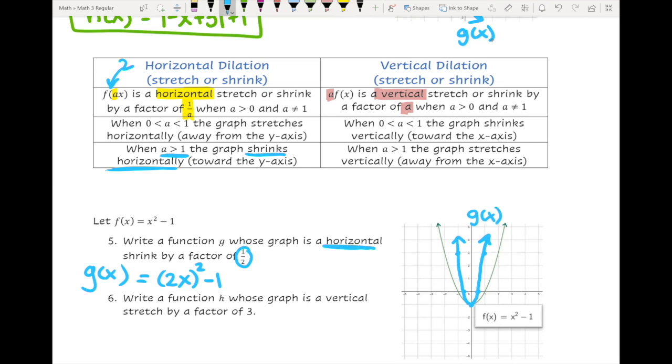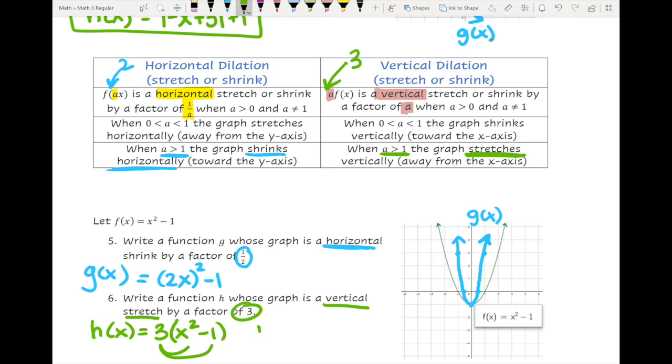So number 6 here, you've got an h of x function, and the graph is a vertical stretch by a factor of 3. In order to have a stretch, your a has to be greater than 1, which in this case, it's a 3. 3 is greater than 1. So we are going to put that 3 in for the a. We've got 3 times the entire function. So 3 times the entire x squared minus 1. We can distribute that 3 times x squared and 3 times the negative 1. So that would give us 3x squared minus 3. Okay, so there's our h of x function, and it should be a vertical stretch by a factor of 3.